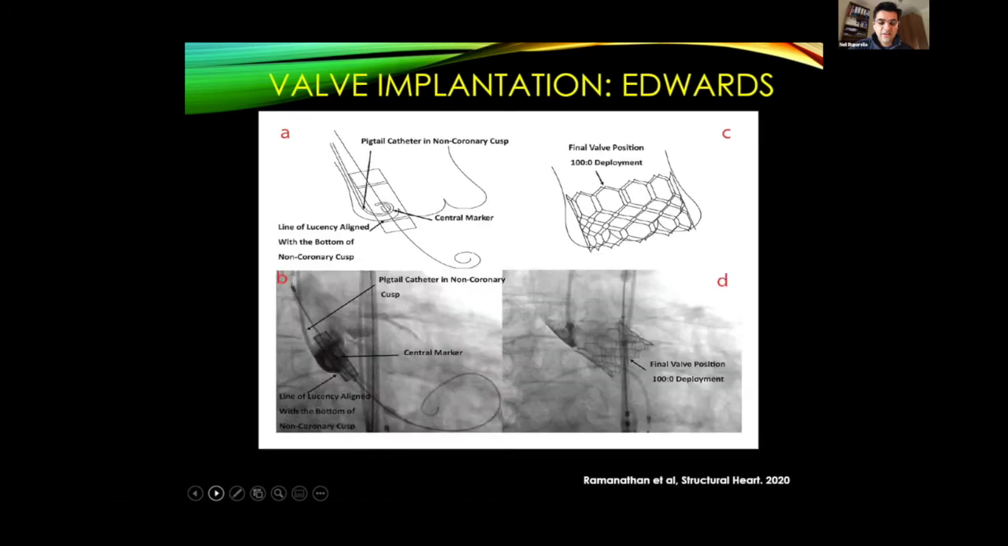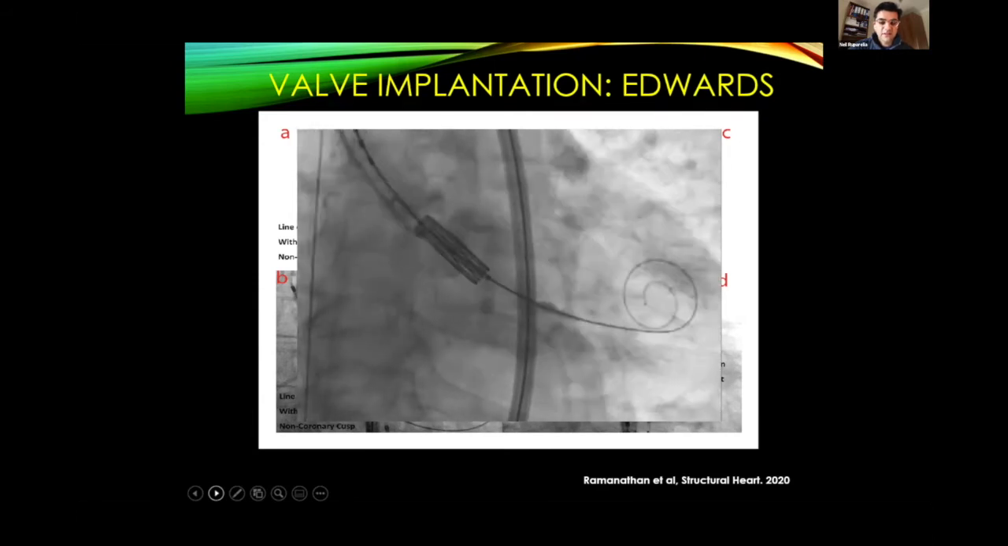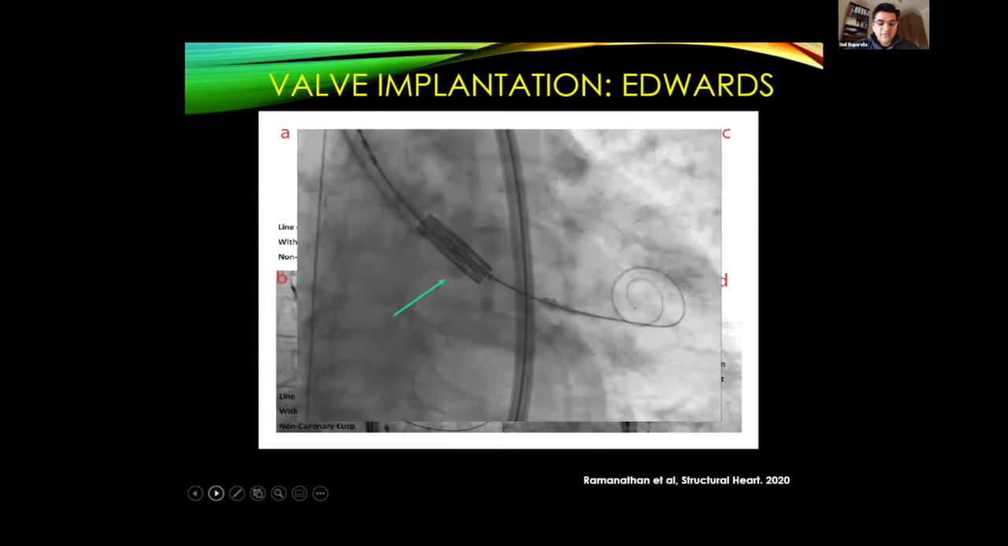And we can see here, this is a case we've done at Imperial where you can really see the lucent line. And you can see this line that we use to implant high to reduce pacing rates whilst maintaining an excellent hemodynamic result from the valve.